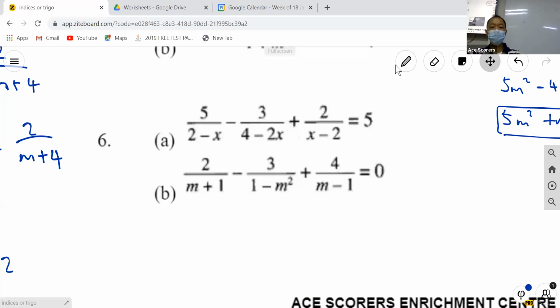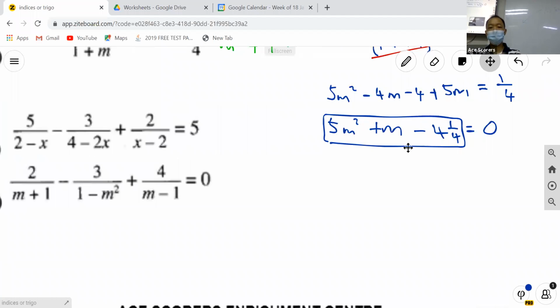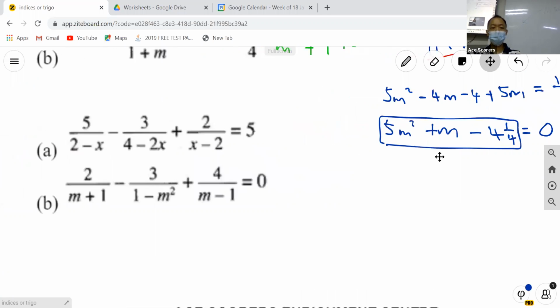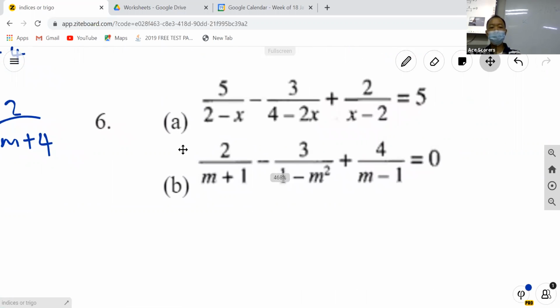Okay, so can you try this as well? 6A and B. My objective here is for you to achieve this state. You need to know how to manipulate this so that it reaches this. Got it? Next one, try this too. 6A, 6B.